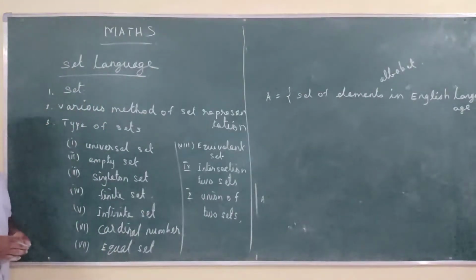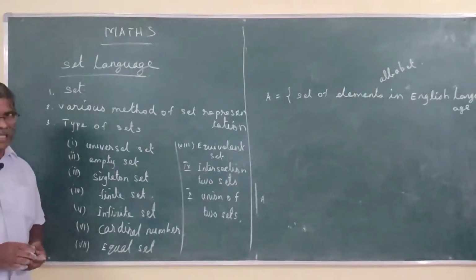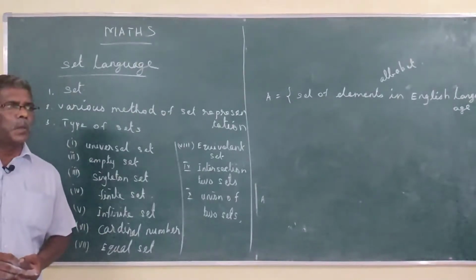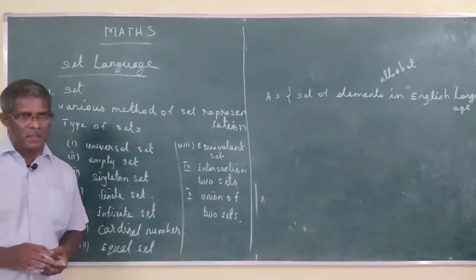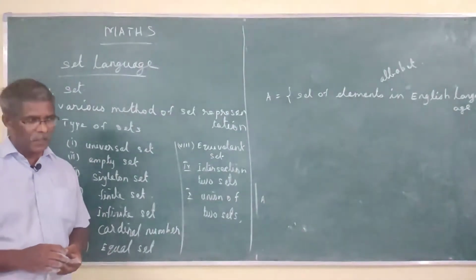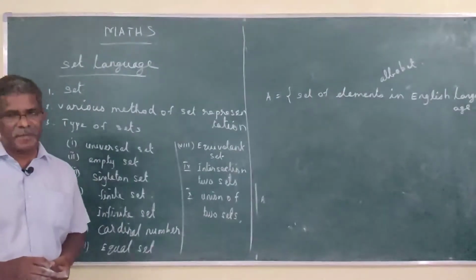Then second, we are going to discuss the various methods of set representation. There are three types of set representation. We can represent the set in three methods. One is the descriptive method, another is the ruler method, then the third method is the tabular method or roster method. We are going to discuss each method.